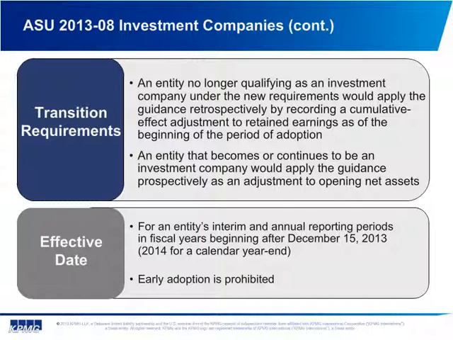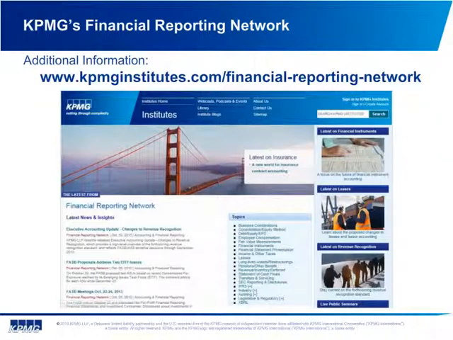Lastly, we have the effective date on this slide, and this is for entities with fiscal years beginning after December 15th, 2013. What this means is for folks with calendar year ends, this is effective for 2014. This completes the podcast on ASU 2013-08.